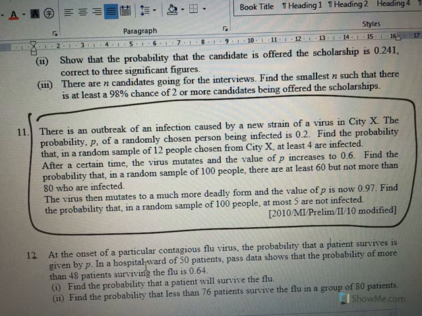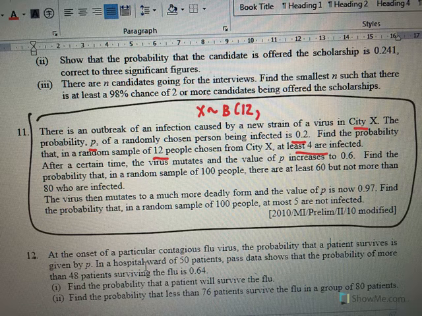There's an outbreak of an infection caused by a new strain of a virus in CDX. The probability P of a randomly chosen person being infected is 0.2. Find the probability that in a random sample of 12 people, at least 4 are infected. So very easy. X will take on the binomial distribution where n is 12 and the probability of being infected is 0.2. You want to find that at least 4 are infected.